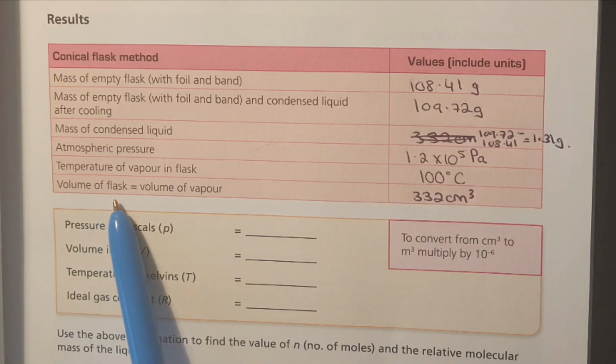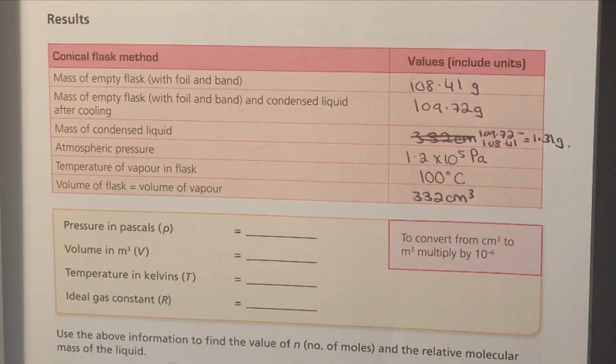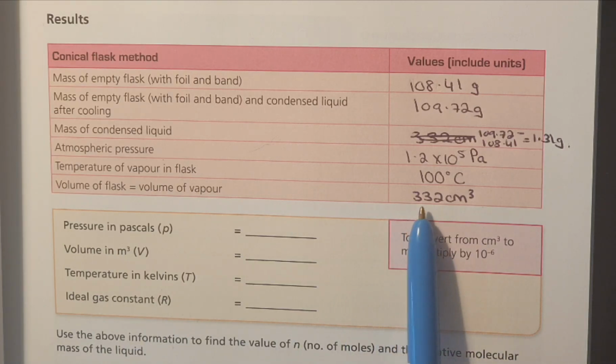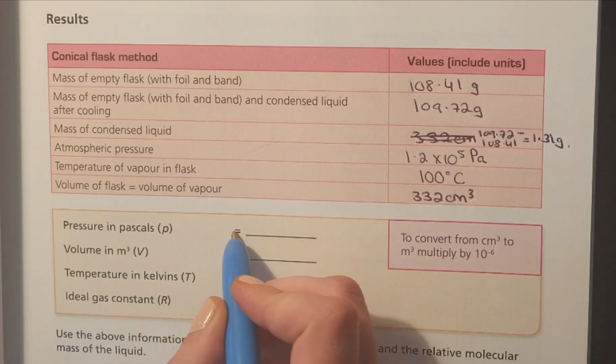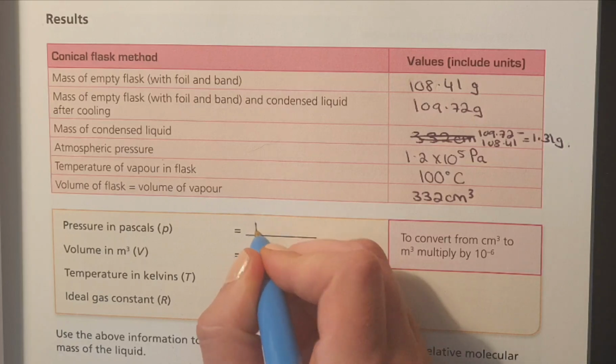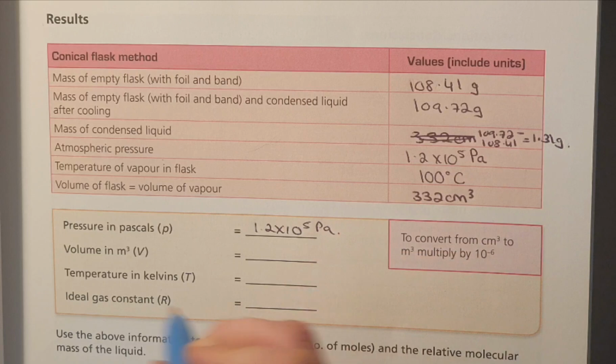The volume of the flask equals the volume of the vapor. So when you were doing the experiment, you would have filled up the flask completely up to the very top with water and measured how much that actually contains using a graduated cylinder. So this one here is 332. You might have a slightly different answer. So you just make sure the conversions are correct. So we're going to put it into pascals. Mine's already in pascals. So I'm going to write 1.2 by 10 to the 5 pascals there.